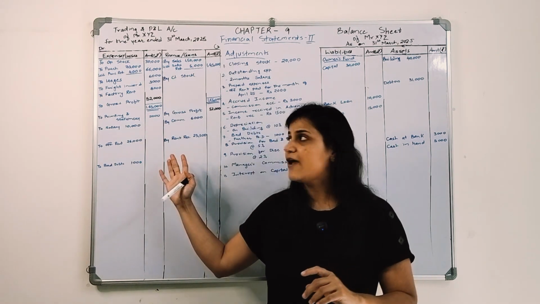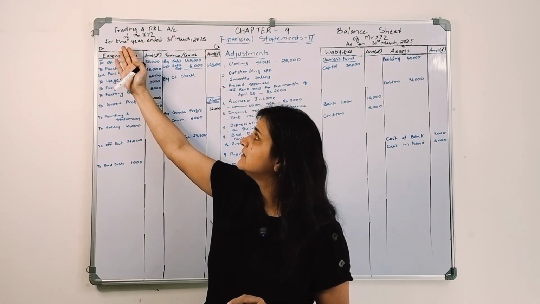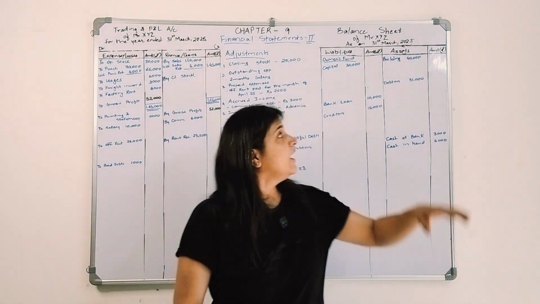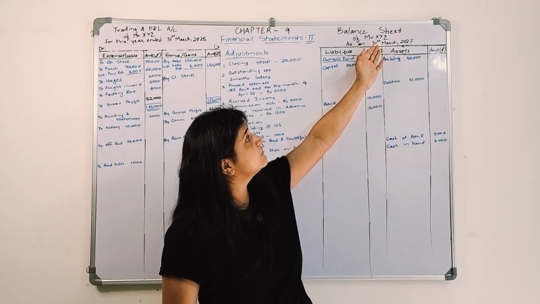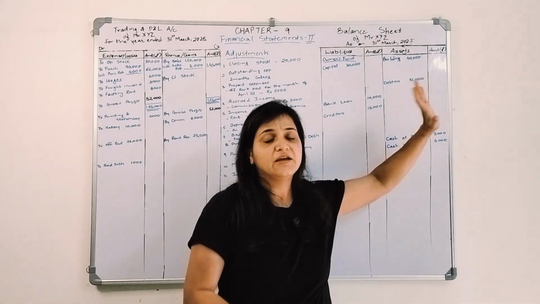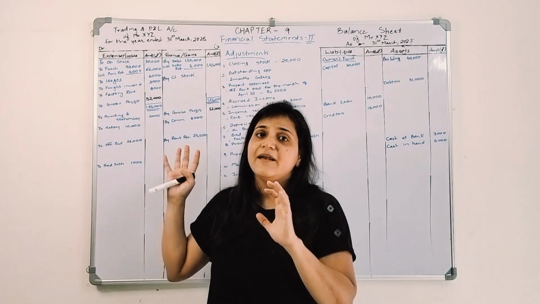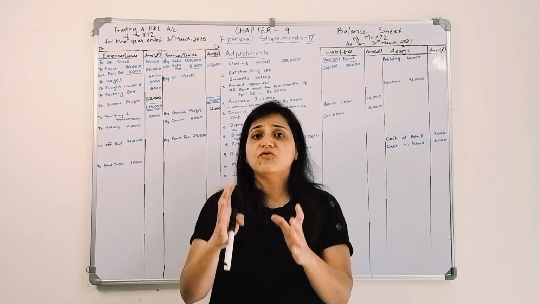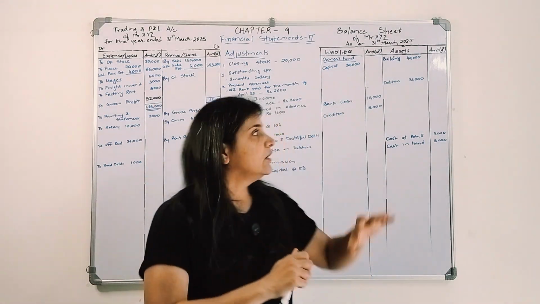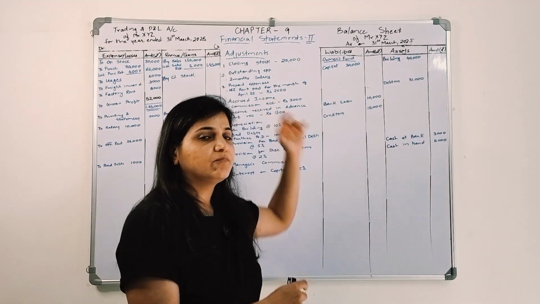Here I have already prepared the trading and profit and loss account of Mr. XYZ for the year ended 31st March 2025. And here is the balance sheet of Mr. XYZ as on 31st March 2025. These things I have just placed from the trial balance. Now I am going to focus mainly on the adjustments. Let me show you what I have put in the balance sheet and profit and loss account.